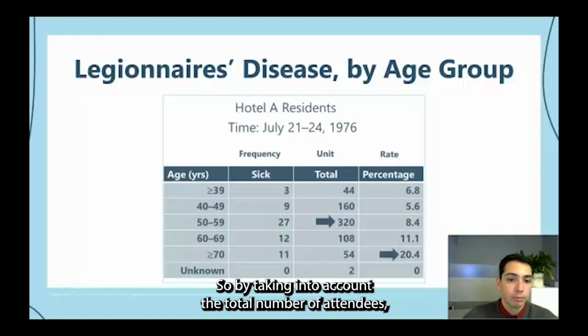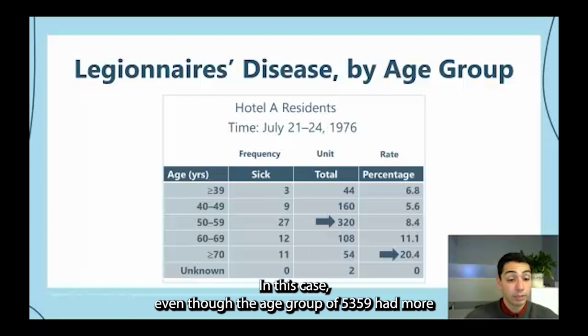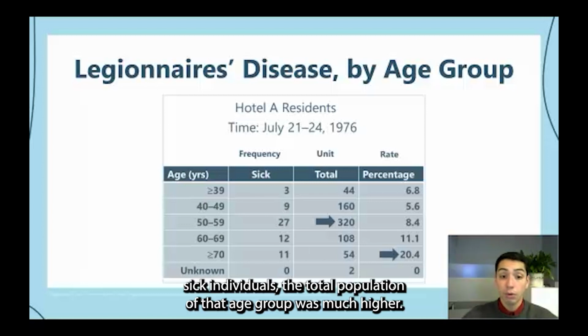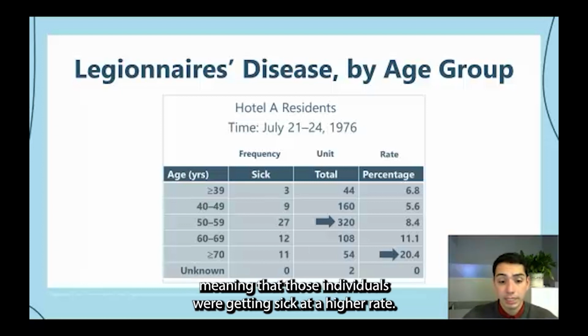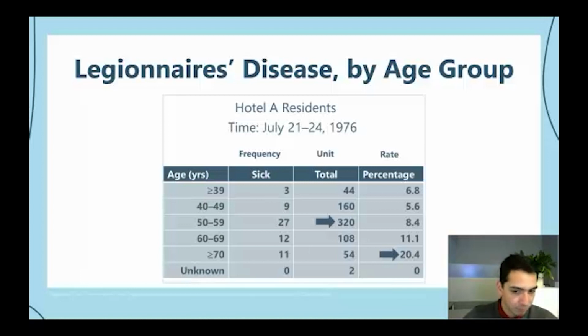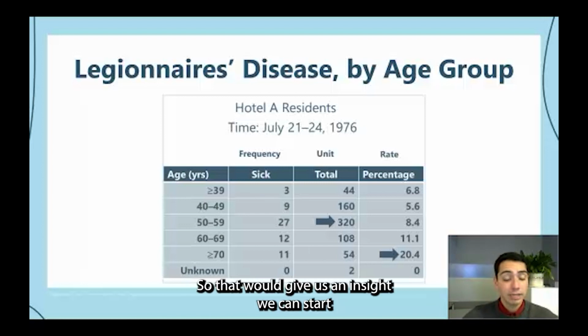So by taking into account the total number of attendees, we can create a rate to see who is being more affected. In this case, even though the age group of 50 through 59 had more sick individuals, the total population of that age group was much higher. So the rate is actually higher for those that are over 70, meaning that those individuals were getting sick at a higher rate. Those people were probably more at risk. So that would give us an insight.